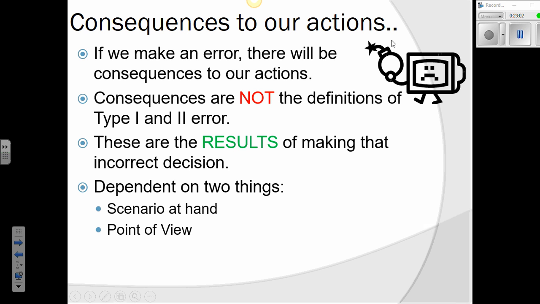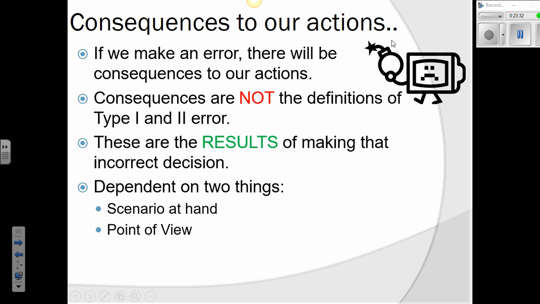Now, when we're talking about the consequences to our actions for our errors, there's going to be two things that we need to look at to pick out the best, or the most detrimental, consequence to the scenario. You have to look at the scenario, obviously, and the point of view. Yesterday, I told you, who's going to be happy if the animal crackers are overfilled? The consumer. Who's not going to be happy? You guys see how the point of view shifted?